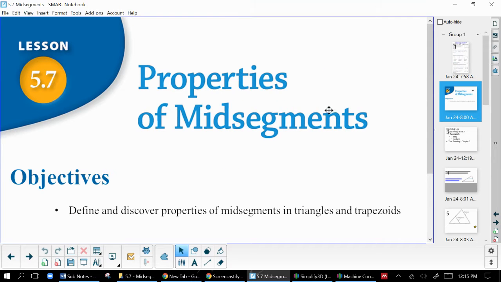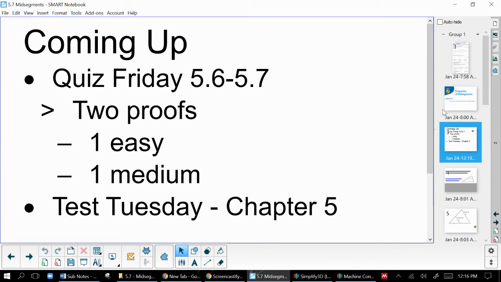So today we're going to be talking about properties of midsegments. We're going to define those and then cover the properties. These properties are pretty intuitive, and so not too much. Definitely a lot easier than the proofs for sure. So just a couple of things coming up here.